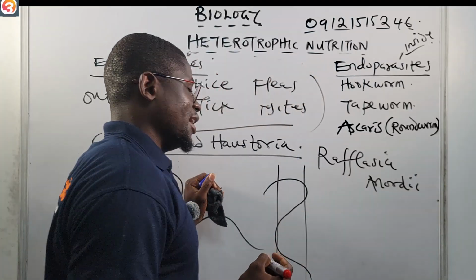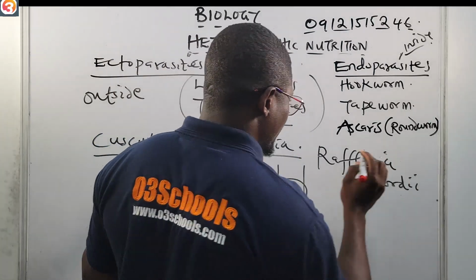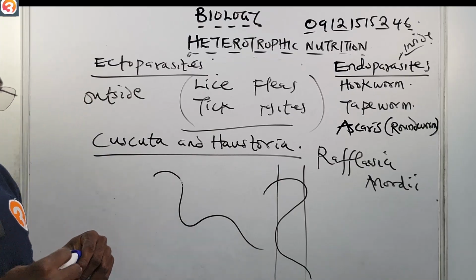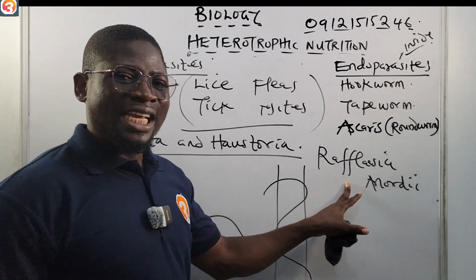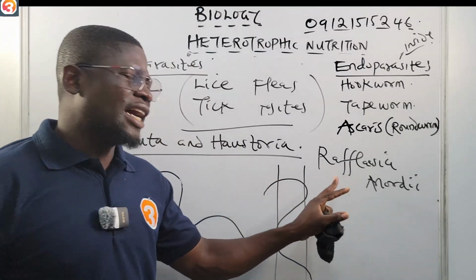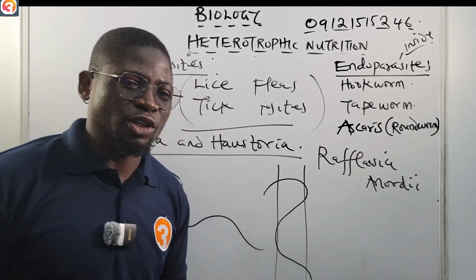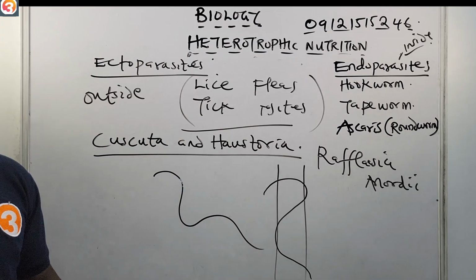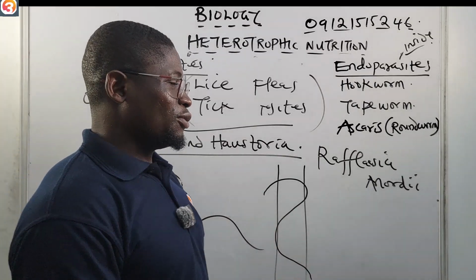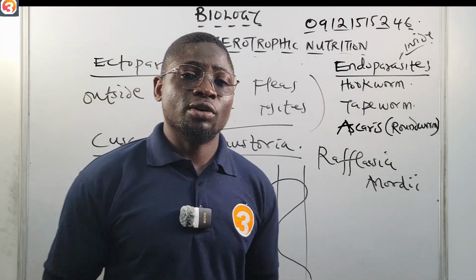Okay, Rafflesia arnoldii. This is another example of a parasitic plant. Arnoldii is the world's largest flower. The world's largest flower. It's also a parasitic plant. Okay, so now having known all this, we're going to talk about some other modes of nutrition.